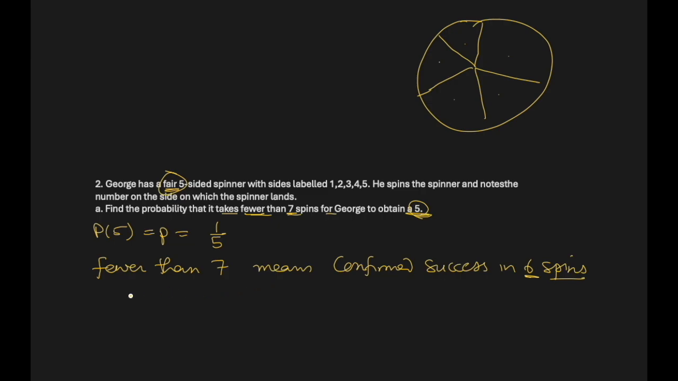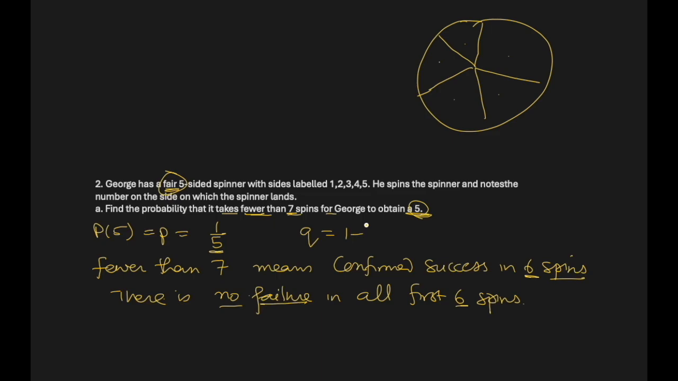But if we can rewrite this, that there is no failure in all first 6 spins. Yes, we might have gotten a success in the first or second or third or fourth or fifth attempt or sixth attempt, right? But it is confirmed that there is no failure.